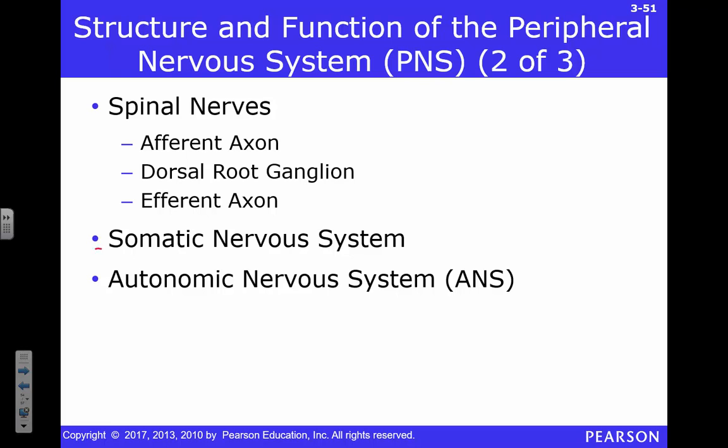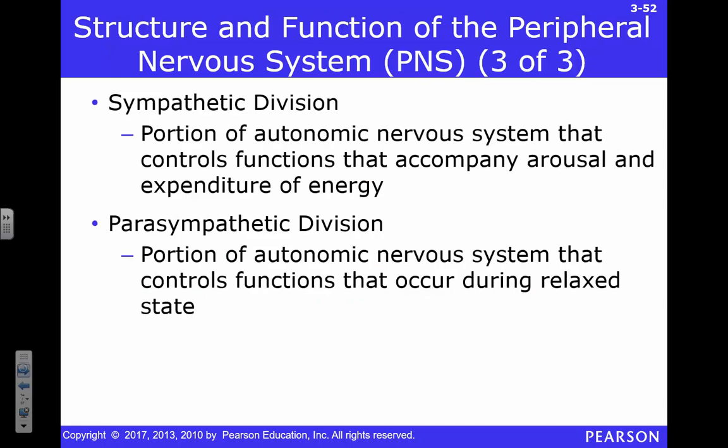Somatic nervous system, that's your body. Autonomic nervous system, we talked a little bit about that. You've got two divisions of your autonomic nervous system. The sympathetic is the one that gets you revved up, and the parasympathetic is the one that brings you back down. That's pretty straightforward, right?